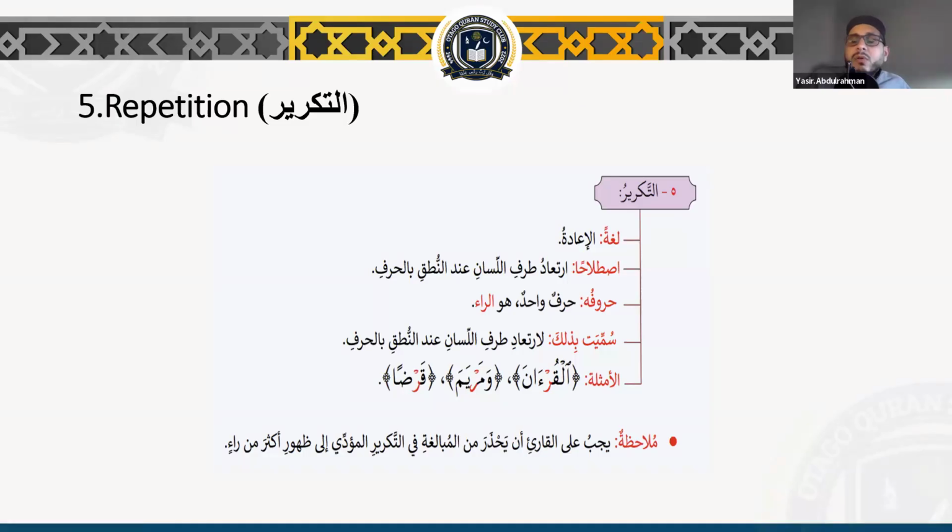Ra, like this. That's it. That's all of it. It's not ar-ar. You can't say ar-Rahman, you can't make that. Especially with the shadda, because the shadda demands more time on the ra. So do that without having to repeat the letter more than necessary. Al-Qur'an, Maryam, Qarda, like this.